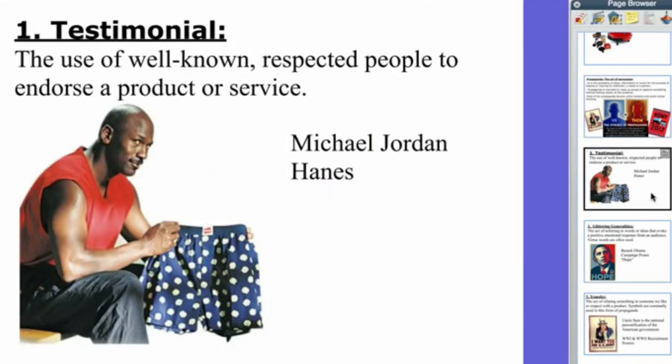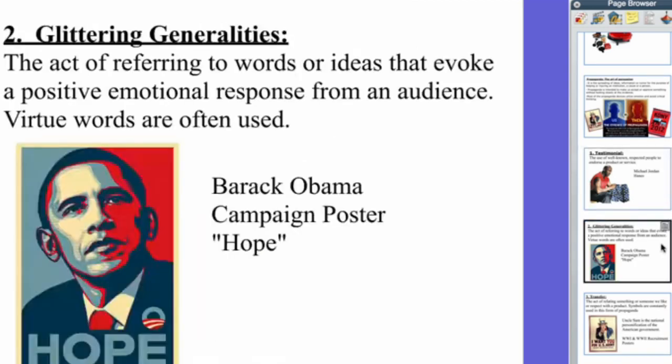So number one is testimonial, and this is when you use a well-known, respected person to endorse a product or service. There's tons of examples of this, but one of them that came to mind was Michael Jordan, who endorses not only his own products, but other products as well. So Hanes underwear is a Michael Jordan endorsed testimony of, hey, these are good, you must use them because Michael Jordan uses them.